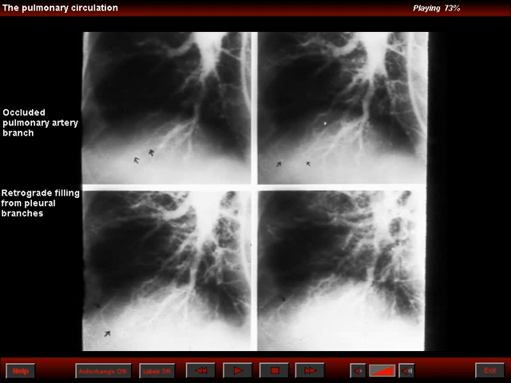This is because the patent pulmonary arterial vessels via the supply to the pleura connect with the pulmonary arteries that are patent distal to the one that is occluded. So this is in essence interpulmonary arterial anastomosis.